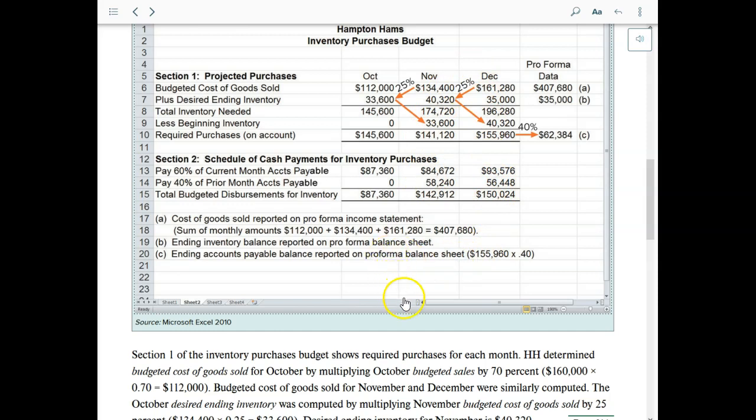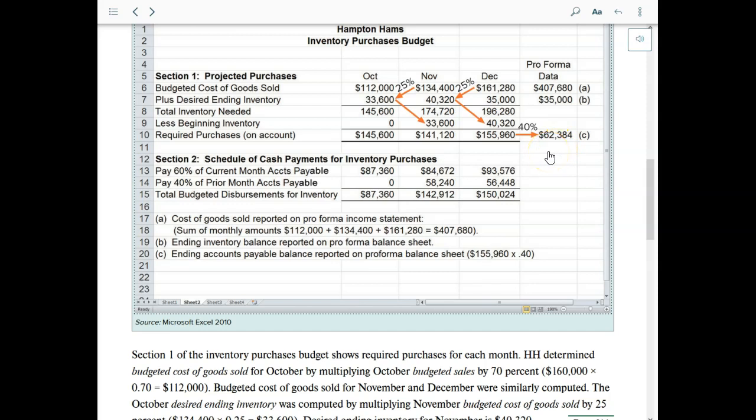All right, so that is the purchases budget, and they're showing us cost of goods sold for the 3 months. All these numbers across here. And we are going to see that the accounts payable balance at the end of the year to be reported on the pro forma balance sheet will be 40% of December's purchases. That's what it is, 40%. So 62,384 will be showing up on the balance sheet we're going to look at in a few minutes.